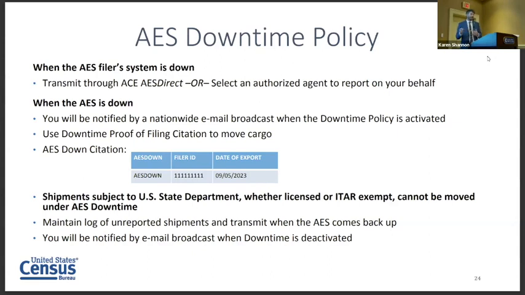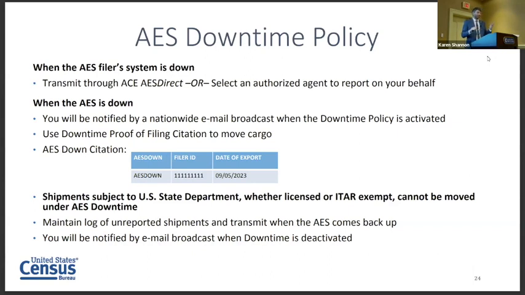And I said earlier, the option 4 would look similar. The downtime citation is written here. So it's AES down. So this is what you would put in place of your internal transaction number. You would put AES down, your filer ID, and then date of export. That would allow you then to move your goods out of the country at that time. Then the requirement would be that you go in and you make those filings after the fact.